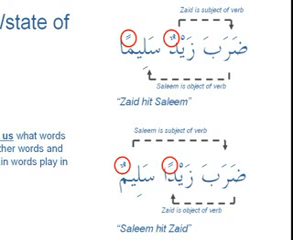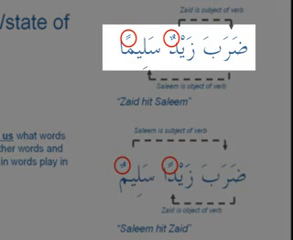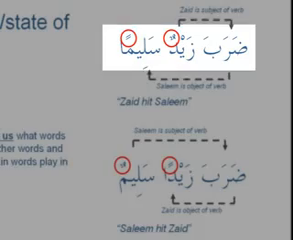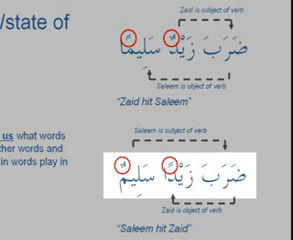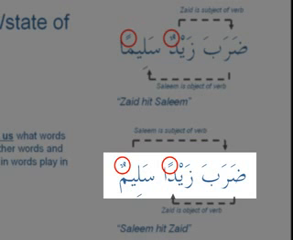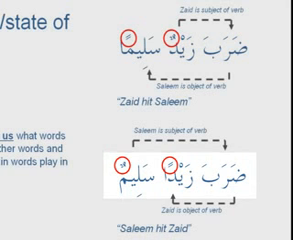So a simple example again, here we've got Daraba Zaydun Saliman, and Daraba is a verb, a doing word, which means to hit or to strike, or he hit or he struck. And we've got Zaydun with a dhammatain, and we've got Saliman with a fathatain. And then down the bottom we've got exactly the same sentence, but we've swapped Zaydun for Zaydan and Saliman for Salimun. So we swapped the fathatain and the dhammatain around.